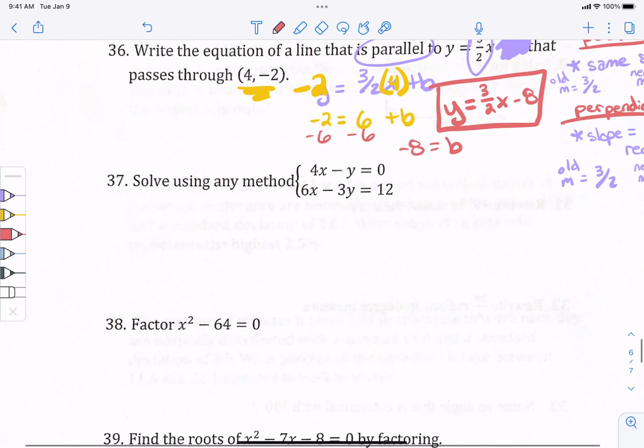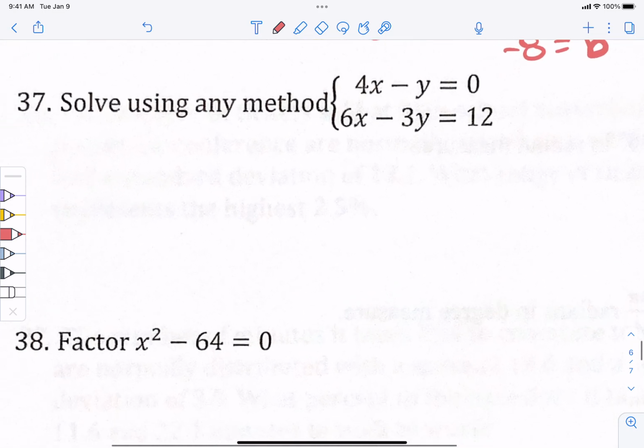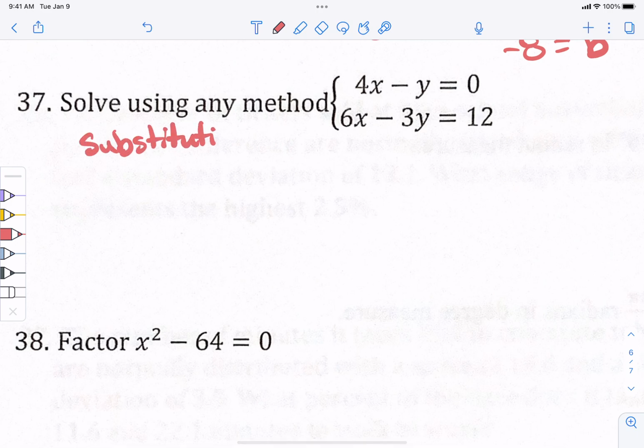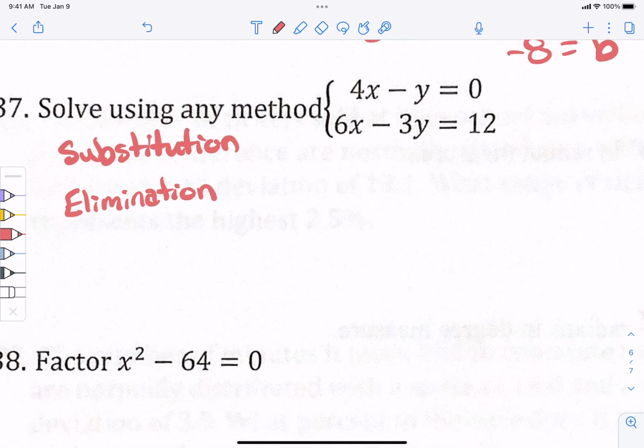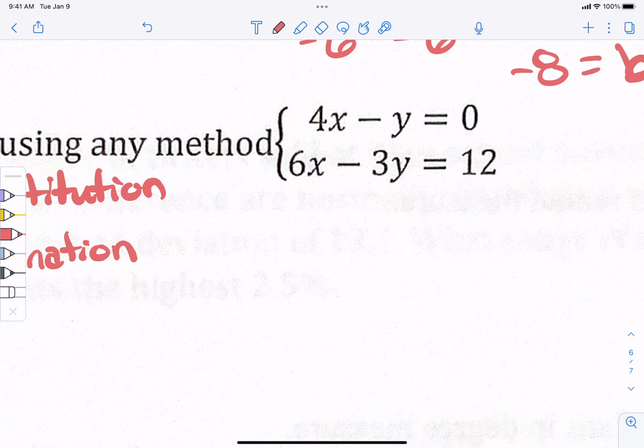Okay, 37, solve using any method. The two methods are substitution or elimination. I like elimination better. It doesn't really matter. You can do substitution if you want. This one's really easy to do substitution. If you solve for y, you can bump the y over and then plug it in. I don't care. I think I'm still going to do elimination though.